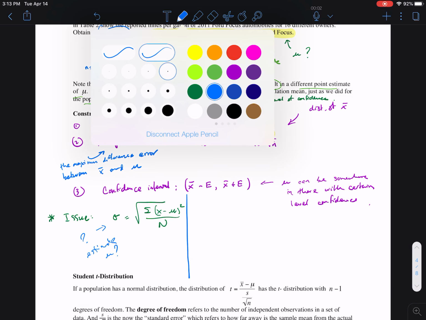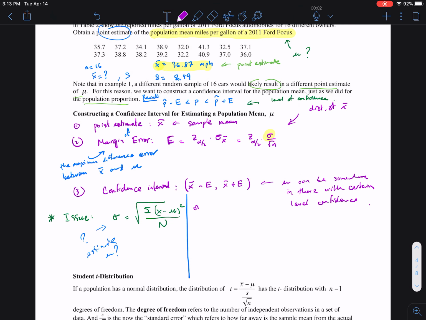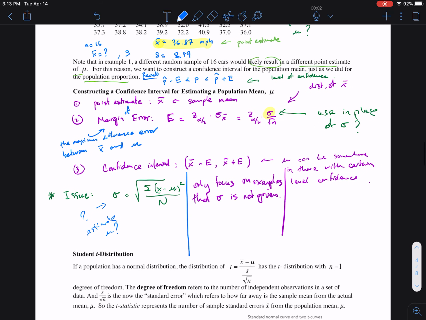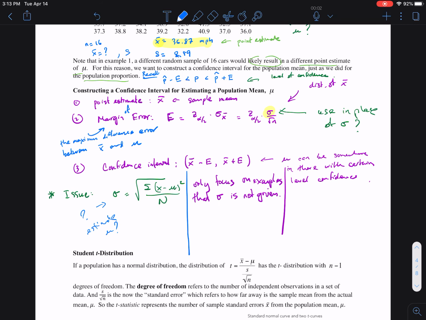Okay, so we're going to only focus on examples where sigma is not given. If sigma is not given, what do we use in place of sigma to make the whole formula, the whole procedure work? Well, you can guess it yourself. Sigma stands for the population standard deviation. If we don't know what sigma is, the closest value we can use is the sample standard deviation.